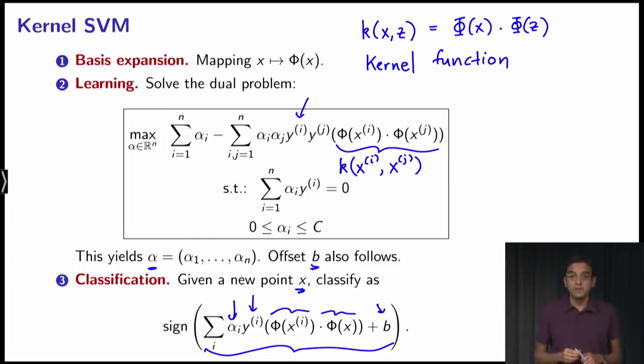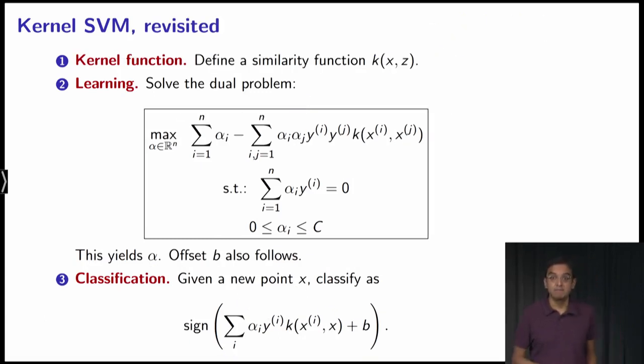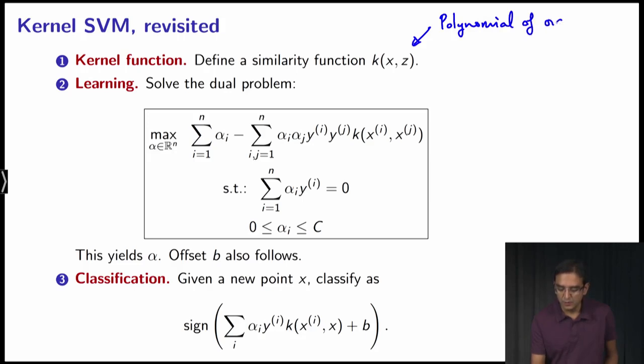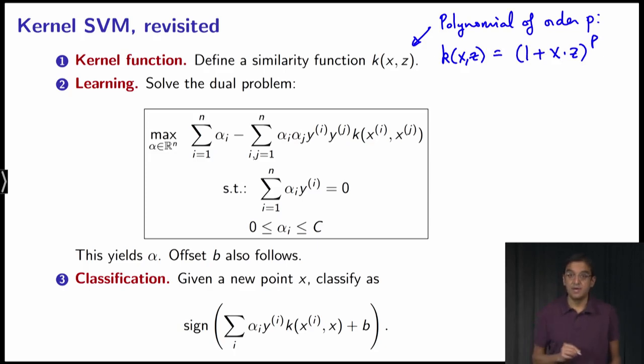Okay. This is the only way in which we access the data. So we can just go ahead and rewrite all of our algorithms, kernel SVM, kernel perceptron, entirely in terms of the kernel function. Okay, so let's see what we get for kernel SVM. Okay, so now we begin by selecting a kernel function. For example, if we want a polynomial of order p, we know that the kernel function would be something very simple. It's (1 + x · z) raised to the power of p. Okay. So we select the kernel function.